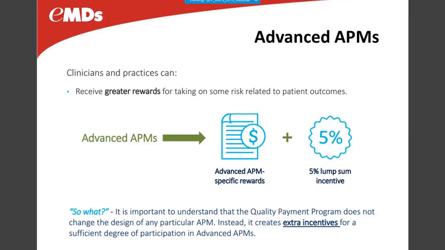Now, participating in an advanced APM can possibly get the clinician a higher reward, but there's also a higher risk related to participating. So that's another thing to take into consideration when learning about all the details for the APM that you're searching for, and to make sure that it's an advanced APM that meets these requirements. Just make sure that all of the details are understood, because there is a greater reward, but also greater risk.